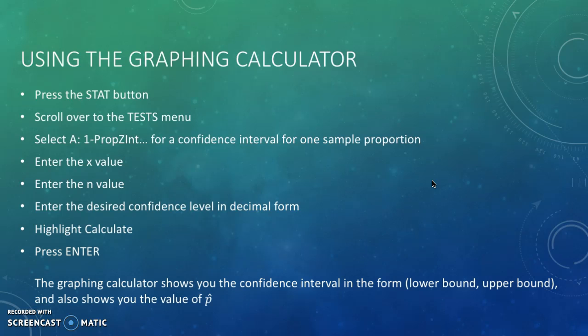The graphing calculator will show you a screen with parentheses at the top and two decimal values separated by a comma. The first value is the lower bound of the interval. The second value is the upper bound of the interval. It will also show you the calculated value of p hat underneath in case you needed it for some part of your calculation or you didn't do it ahead of time.